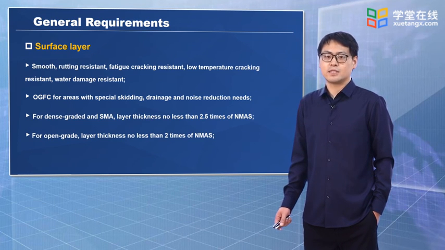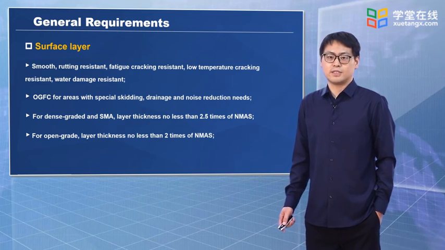For dense graded and stone matrix asphalt, the layer thickness should be no less than 2.5 times of the nominal maximum aggregate size. For open graded, the layer thickness should be no less than 2 times of the nominal maximum aggregate size. That's all for my today's lecture. Thank you.